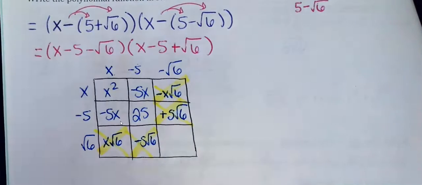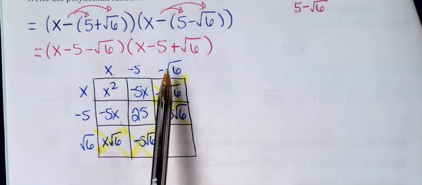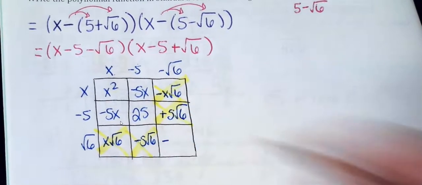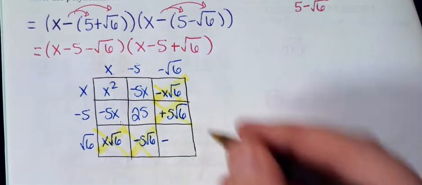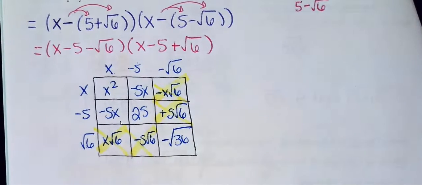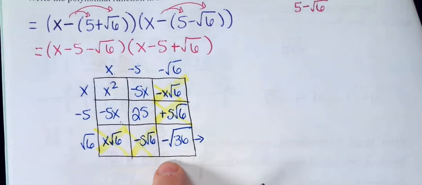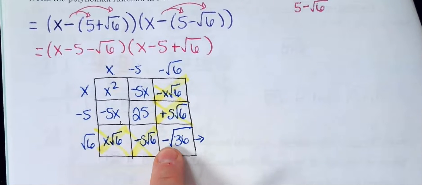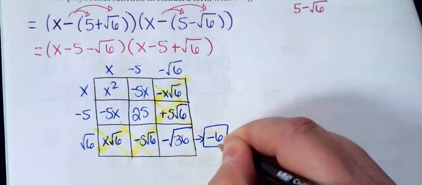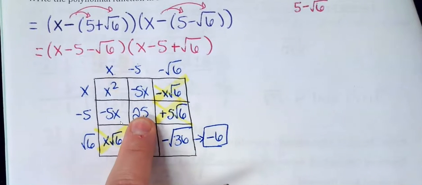Now, down in the corner, this is a little tricky. You have a negative radical 6 times a positive radical 6. So this will always have a negative in front of it. One's plus and one's minus. Take 6 times 6, that's 36. If they're conjugates, that will create a perfect square right there. So it will always be negative, though, because you're going to have a negative in front of that. So this is going to be negative 6. I'm going to put that together with the 25.